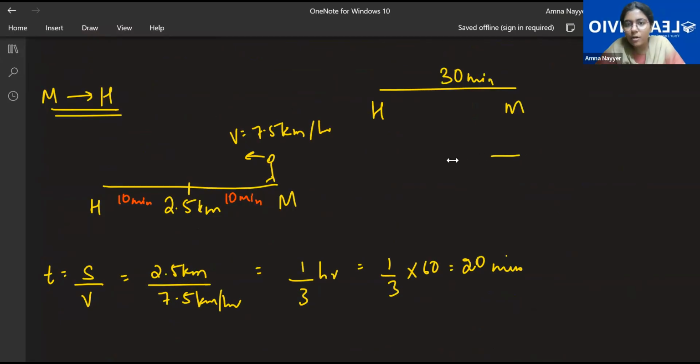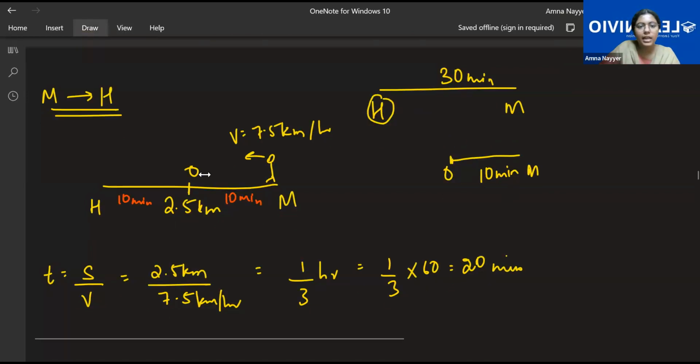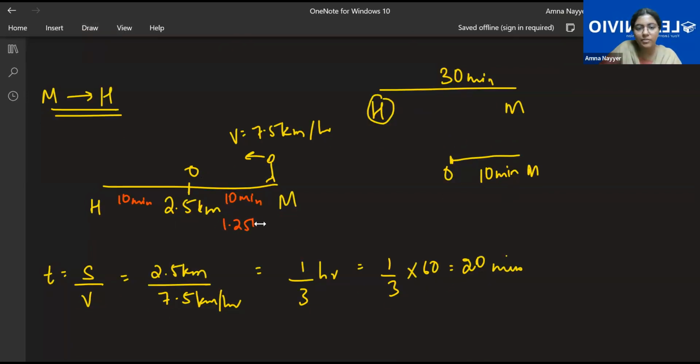And then when he is going from market to the midpoint, let's say this midpoint O, this is 10 minutes. So total becomes 40. It means when he is going from home and is coming back till the midpoint, that is your final point. Okay, it means you will have half of the time, you will have half of the distance, 1.25 kilometer. This total was 2.5 kilometer, so half of it will be 1.25 kilometer.